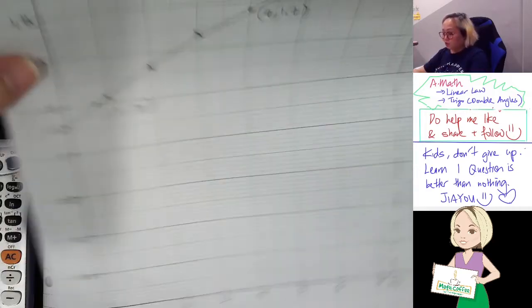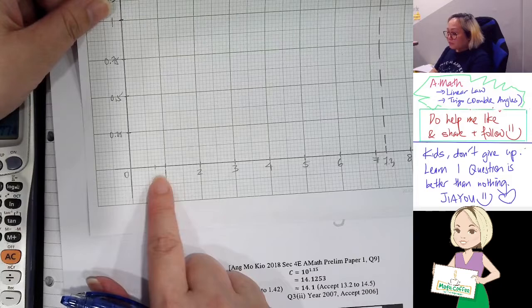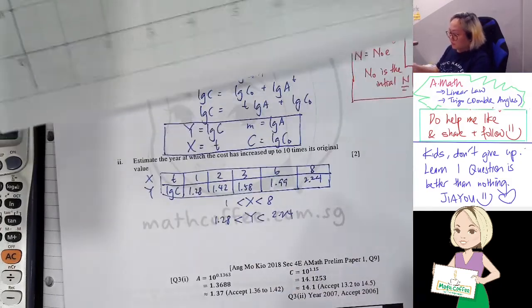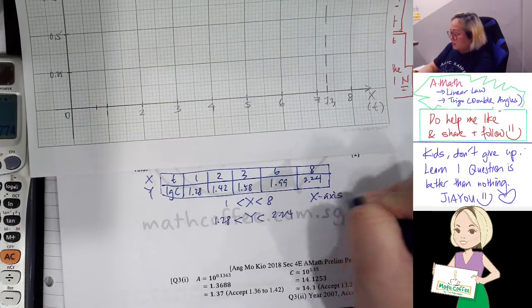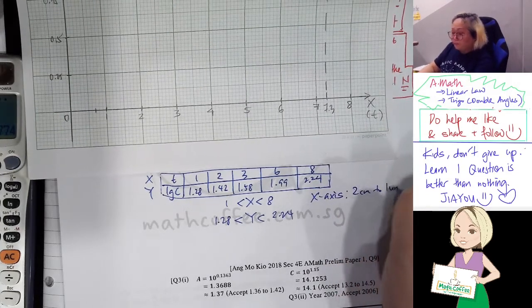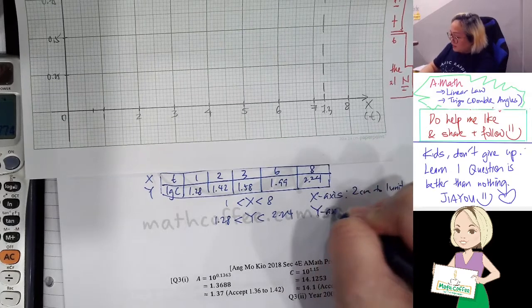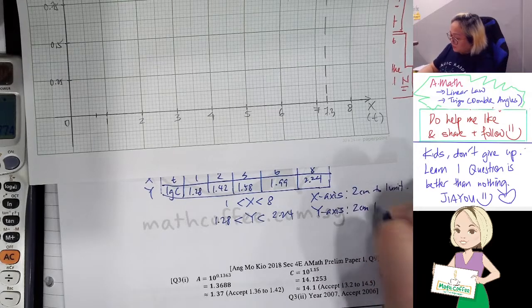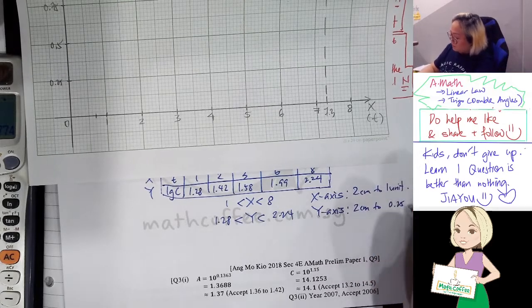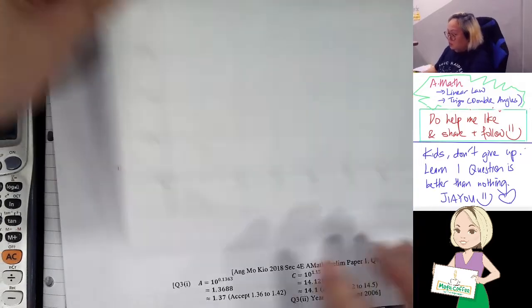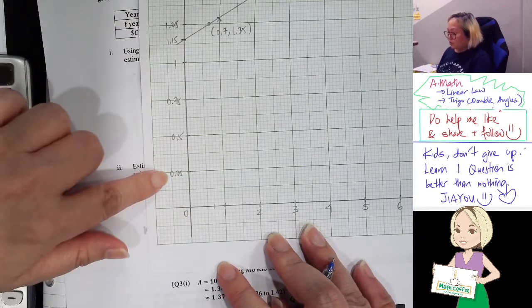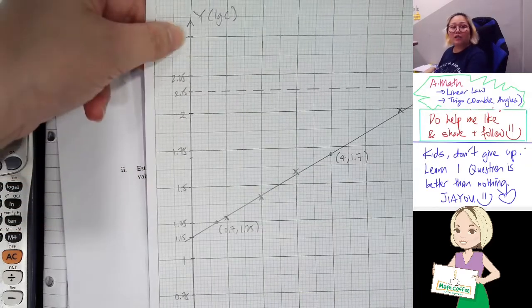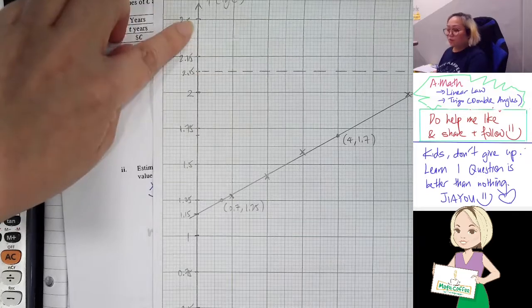Okay? So what I did was I used 2 cm to represent 1 unit for the big x-axis. I'm going to write here for the x-axis: I use 2 cm to 1 unit. So for my big y-axis, I use 2 cm to 0.25 units. So you can see I put 0, 0.25, 0.5, 0.75, 1, up to 2.5, because my largest value is 2.24. So 2.5 is definitely more than enough.